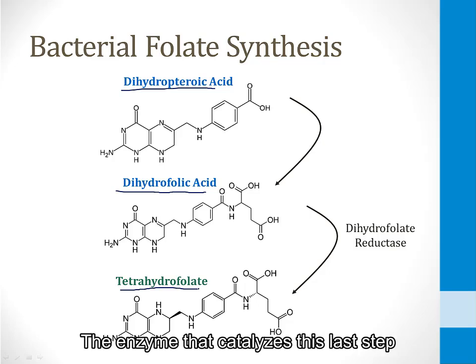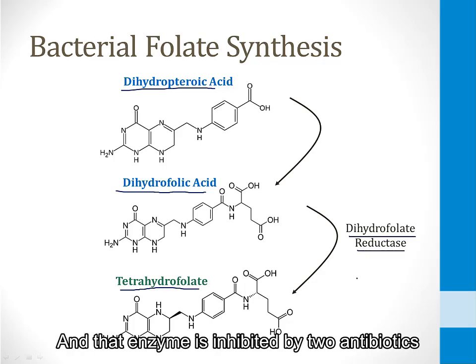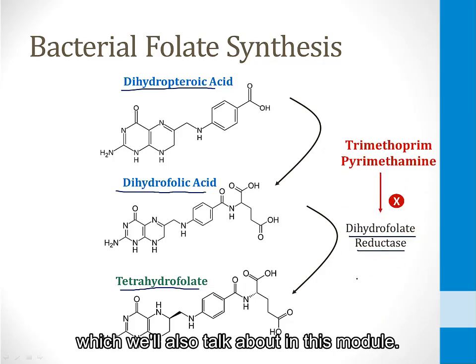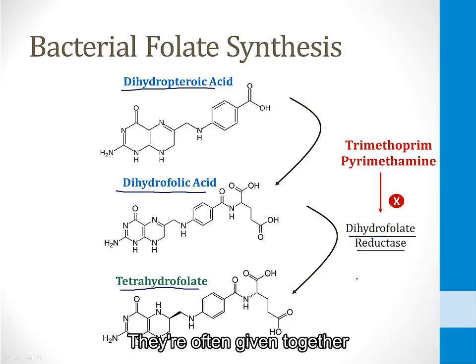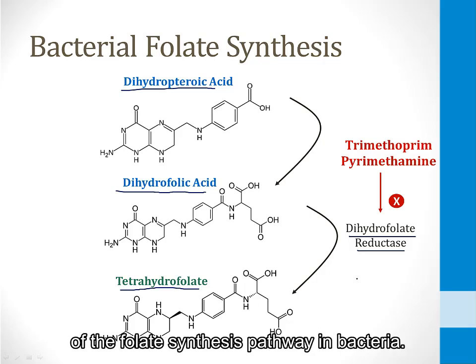The enzyme that catalyzes this last step is called dihydrofolate reductase, and that enzyme is inhibited by two antibiotics called trimethoprim and pyrimethamine, which we'll also talk about in this module. They're often given together with a sulfonamide antibiotic for sequential block of the folate synthesis pathway in bacteria.